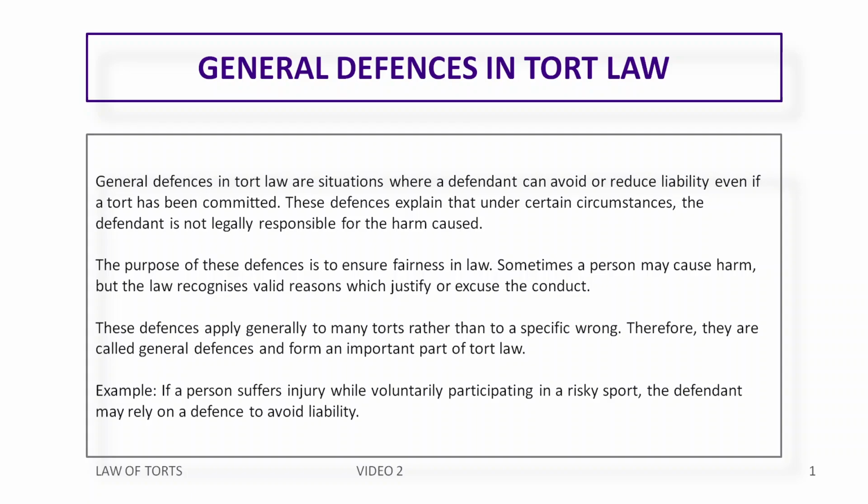For example, if a person participates voluntarily in a risky sport like boxing or football and gets injured during the game, they usually cannot claim damages for normal injuries. This is because they accepted the risk involved in the activity, and the defendant may rely on a general defense.